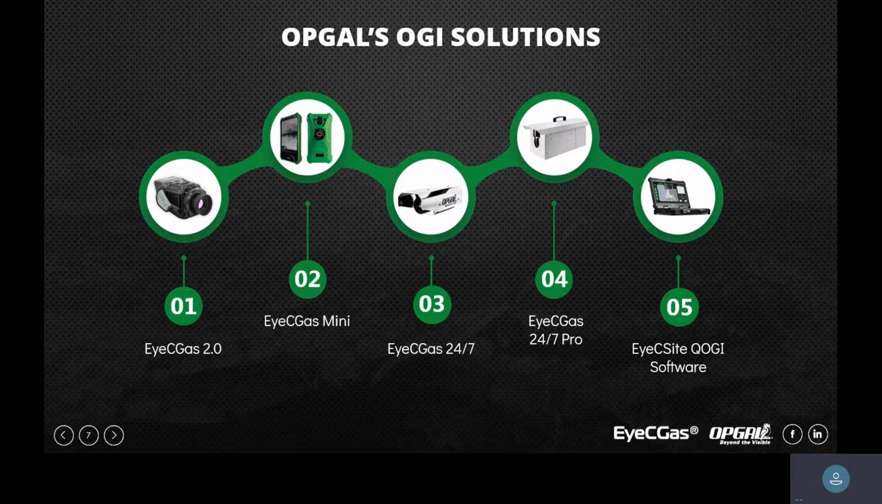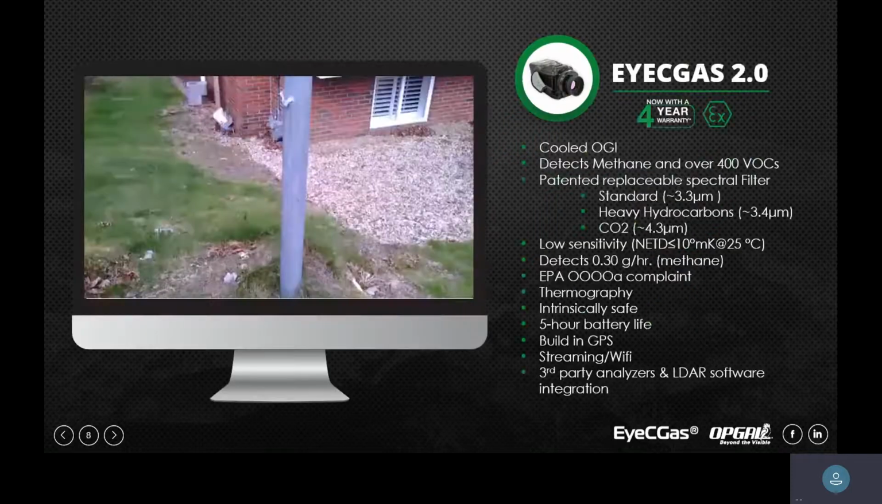Over here, we have the EYECSITE software. This is our portable quantification software that we just developed, and this is the center of my talk at 9:30 in the next room. I'm not going to go much into that right now. You can read this. These are all the features of our EYECGAG 2, and one of the main features is interchangeable filters. That's why I'm going to talk about it.